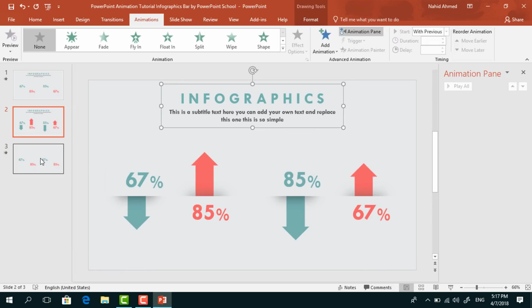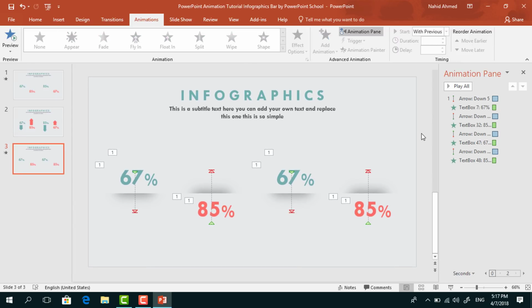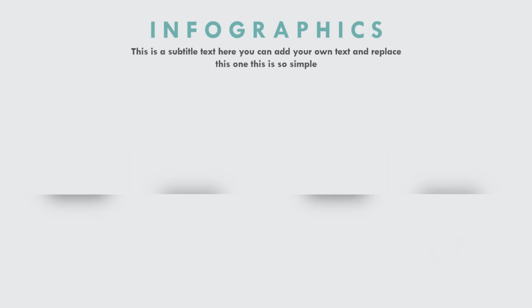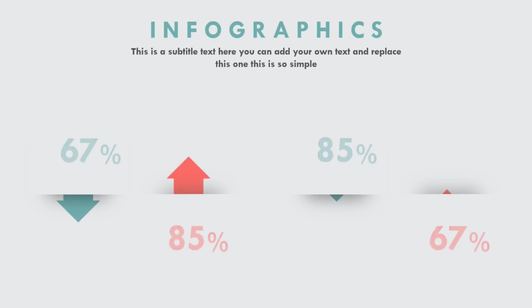Select this one, press Ctrl C to copy and press Ctrl V to paste. And here we are done. Now if you start the slideshow, you can see that all of these are working perfectly.